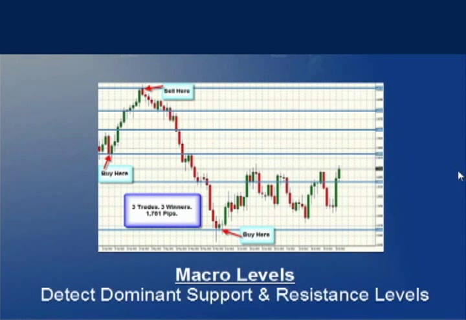Okay, macro levels detect dominant support and resistance levels. These horizontal lines you see displayed here on this chart are macro levels. They were generated from years of data and they play important roles in trading in the current time. For example, here, buying off this support, selling off the resistance, again buying off this support here.